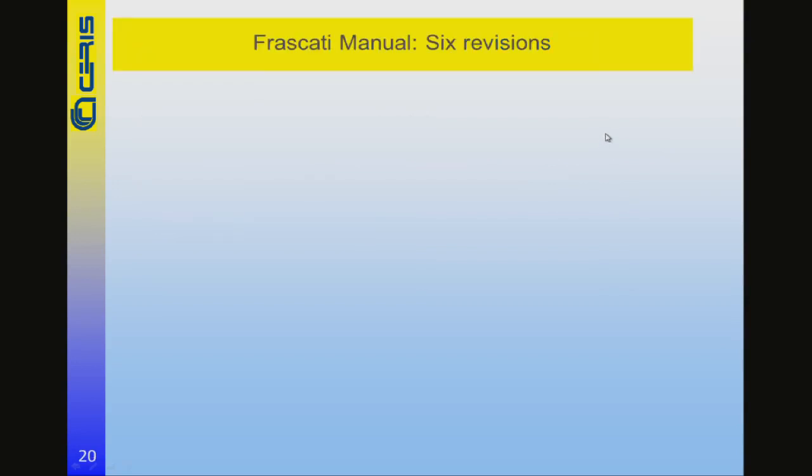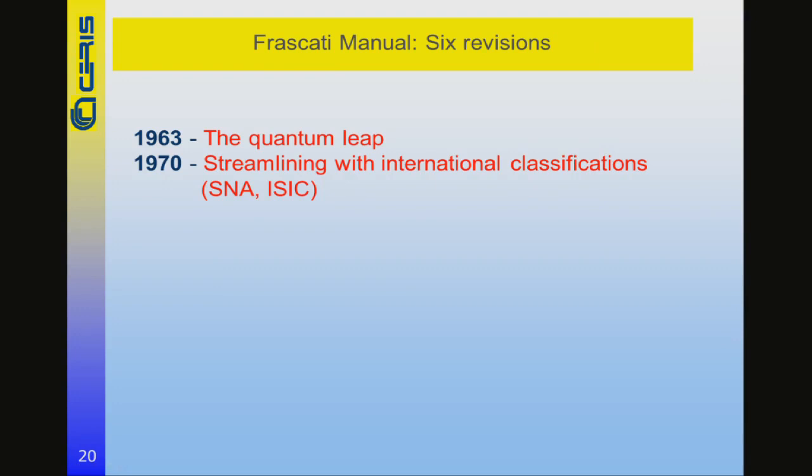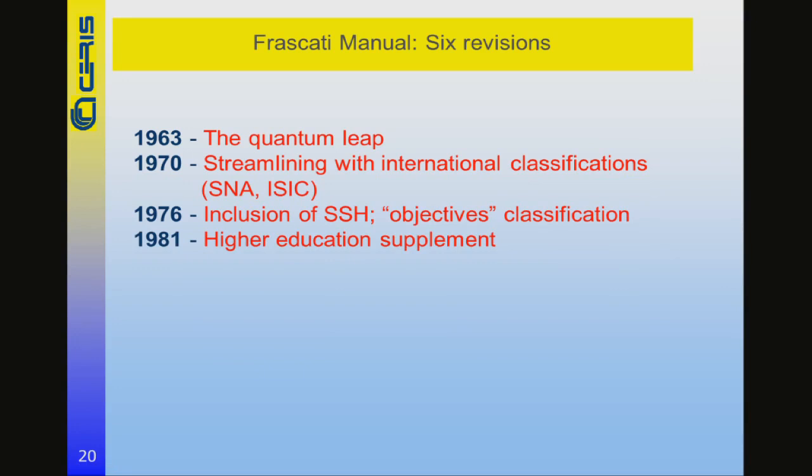We had 6 revisions. So the first one was the quantum leap in 1963. Then we had the streaming with international classification in 1970. The inclusion of social sciences and humanities, because at the beginning R&D just meant something having to do with scientists in biology, medicine, engineering, etc. The objective classification that has to do with this G-bar, the data. Then the higher education supplement. That was another booklet appended to the Frascati Manual. The inclusion of software and environment, how to deal with software.